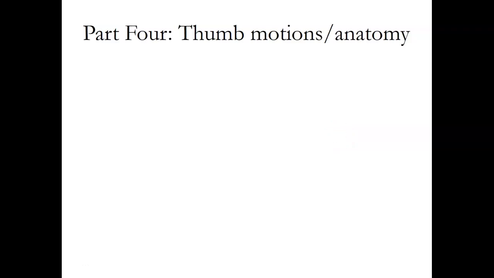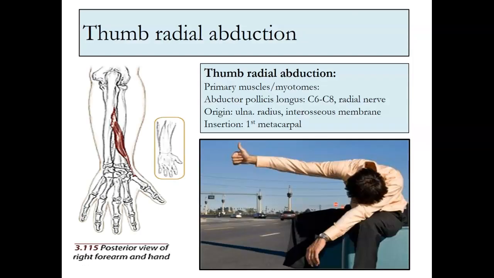Okay, so now we're talking about thumb motions, function, and the anatomy. So we have thumb radial abduction. Take your hand, put it on a hard surface, maybe on your laptop in front of you, and do a karate chop. So the pinky side is down, and the rest of it is kind of upright. Karate chop on the table.